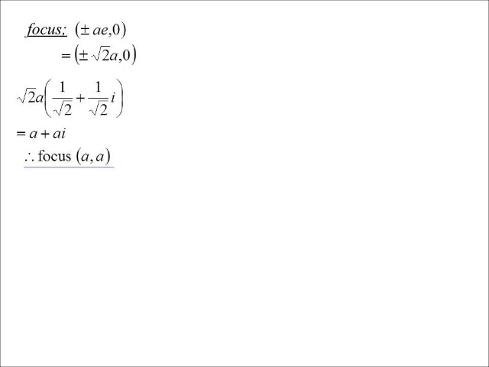Well, that makes sense, because remember, we've rotated everything 45 degrees. So if it was on the x-axis, rotate 45 degrees, it should be on the line y equals x. So it makes sense. And it's kind of nice that it turns out to be a. The other focus, of course, would be (-a, -a).